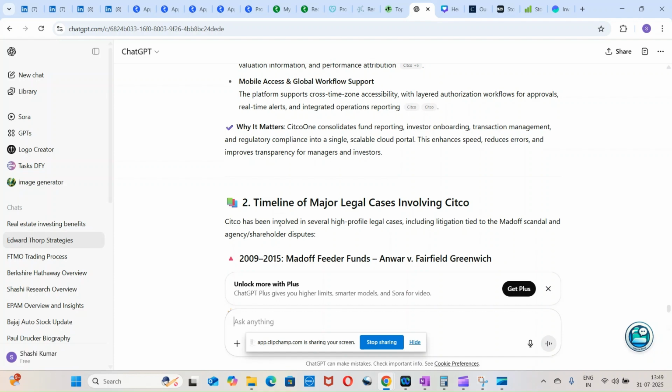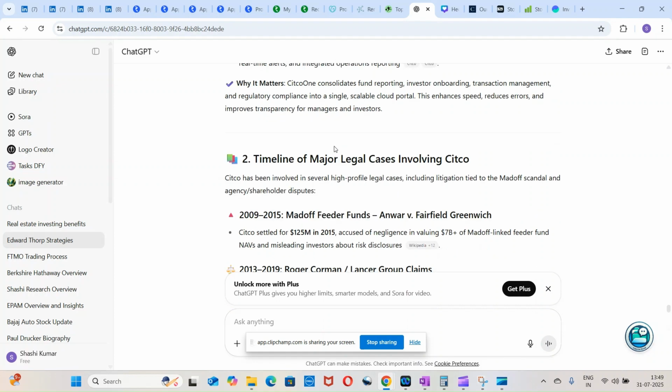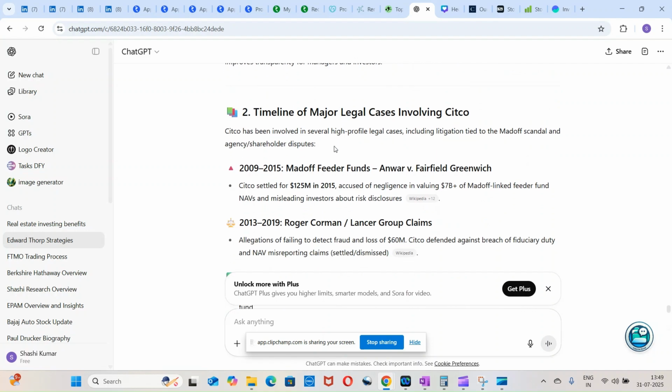That is the beauty of this software, and it enhances speed, reduces errors, and improves transparency for managers and investors. This is used by a lot of hedge fund managers and institutional investors. Okay, Citco One for fund administration.